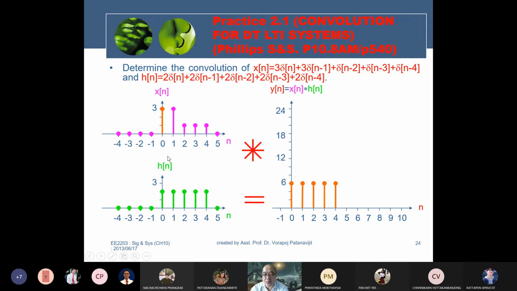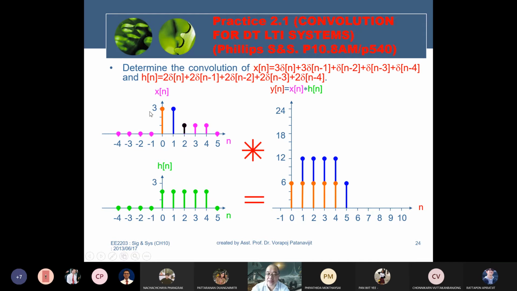The second operator is for the blue impulse. 3 multiplied with 2, the same as the previous, except the location of them will start at 1. It starts the same as the green and shifts to the right-hand side by 1. Therefore, the result will start at 1. 6 starting at 1. We have 5 impulses from 1, 2, 3, 4, 5. Each impulse has 6 in magnitudes.